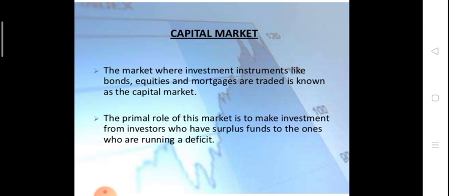So these are the participants who take part in the money transactions in the money market. Now the next topic is the capital market, the market where investment instruments like bonds, equities and mortgages are traded. This is the market where we invest our money for a long period of time. The securities traded in this capital market are debentures, equities, bonds, mortgages and so on, and mutual funds also come under this.